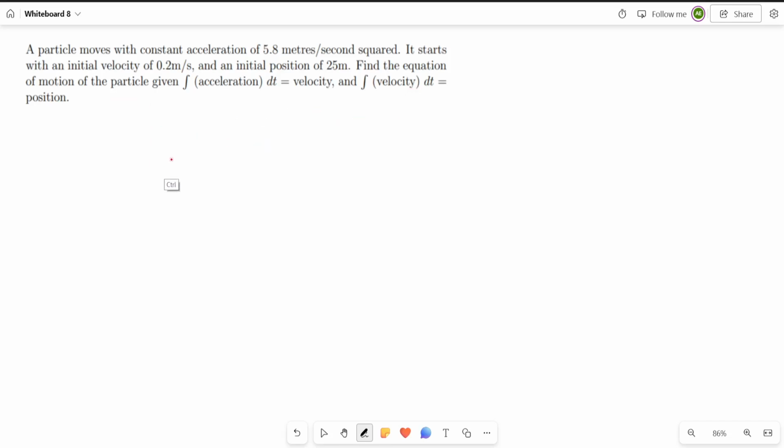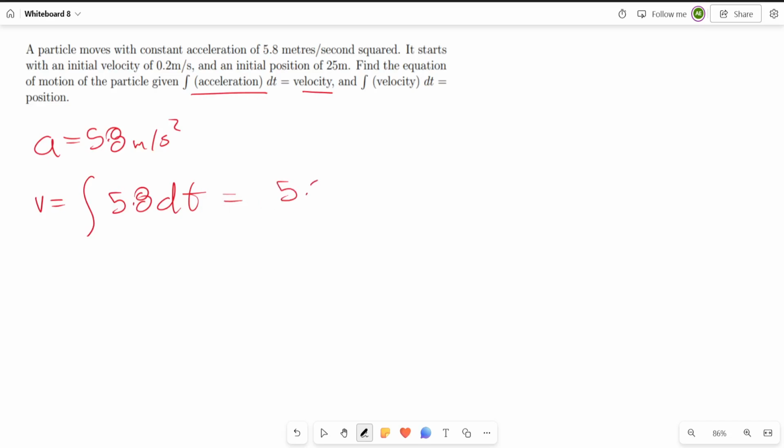So let's do that. So acceleration is 5.8 meters per second squared. Velocity is equal to integration of acceleration. So velocity is going to equal integration of acceleration, which is 5.8 dt. So what's integration of 5.8 dt? Super simple. 5.8t plus c. Okay, so now I will need to find my c.